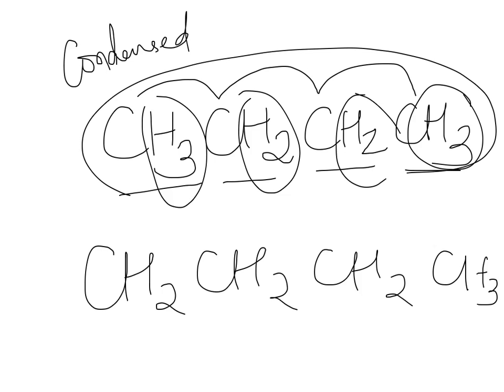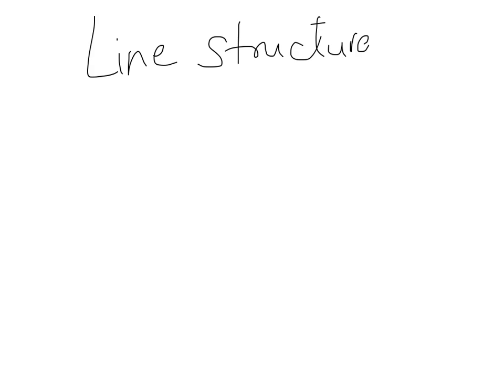Now, another way of representing organic molecules is known as line structures. What are the features of line structures? A carbon-carbon bond is represented as a line. Anywhere the line begins or ends, as well as any vertex where two lines meet, that represents a carbon atom.